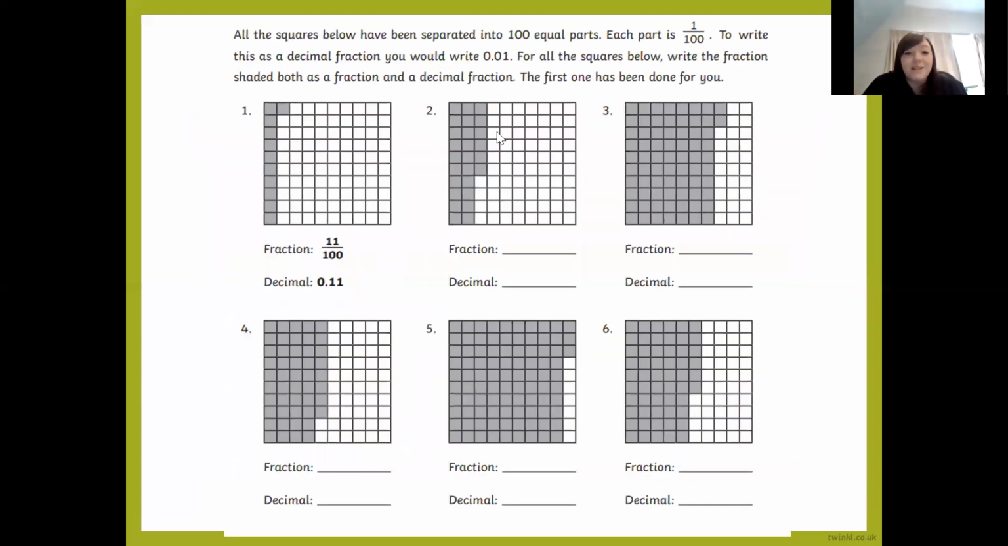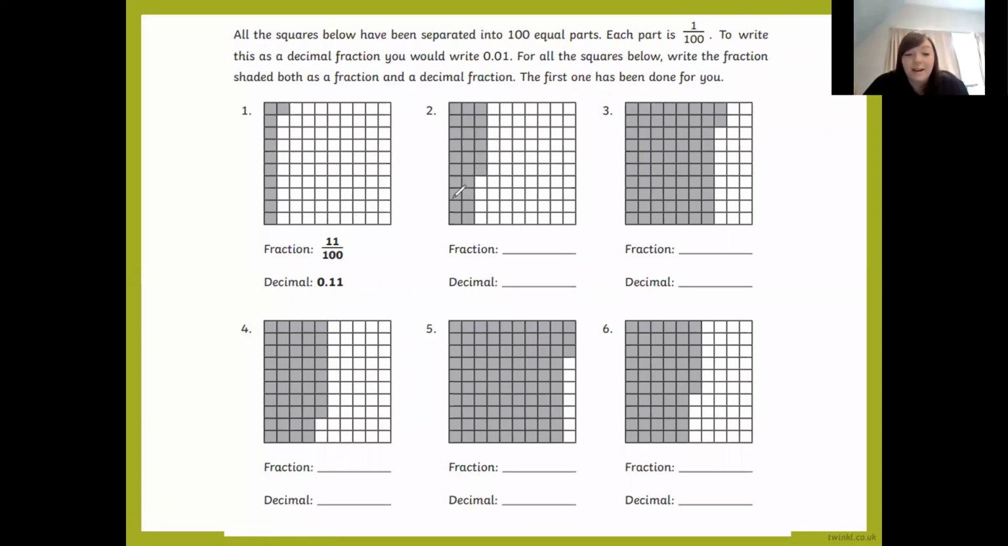Okay, what you're going to do now for me is you are going to have a go at the sheets in your home learning pack. Now, this first one is very similar to the tenths one that we did yesterday. Each square is split into 100 equal parts because we're looking at hundredths. And you have to count up the shaded parts, write it as a fraction, and then write it as a decimal. So let's have a go at the first one together.